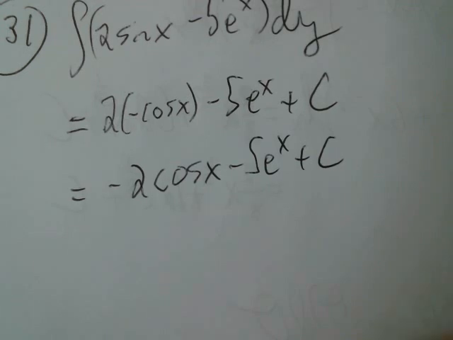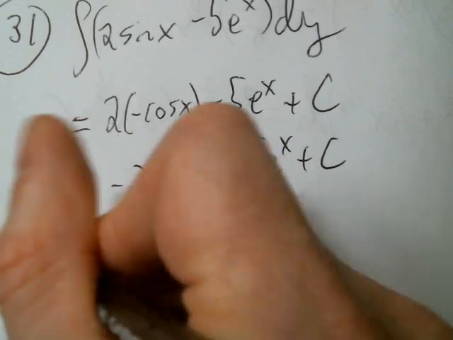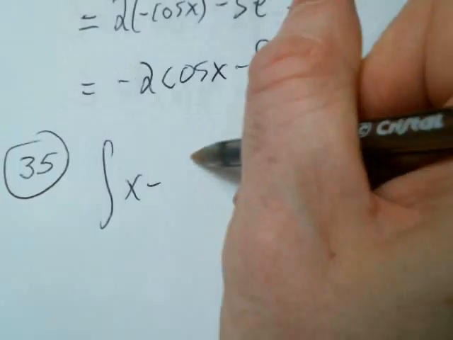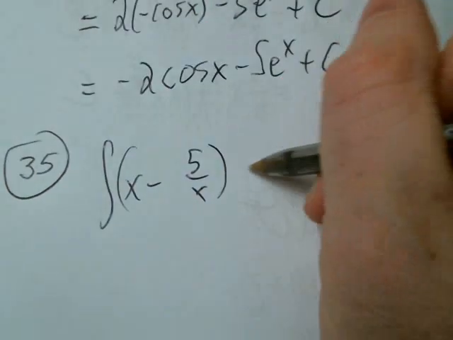Last sort of important integral in this section is the natural log integral. So 35: the integral of (x minus 5) over x dx.